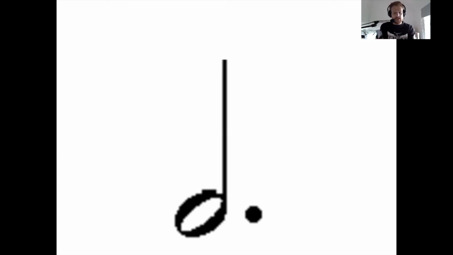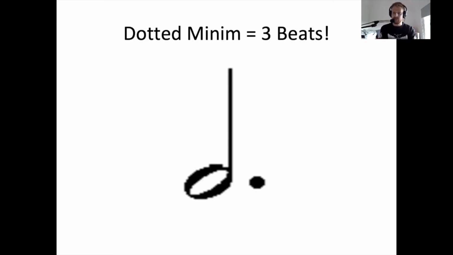Now, here is a minim with a dot after it. What would that equal? The minim's worth 2 beats. The dot makes it half its value again. Well, half of 2 is 1. 2 plus 1 equals 3. And there is our magic number. That is the note that equals 3 beats.